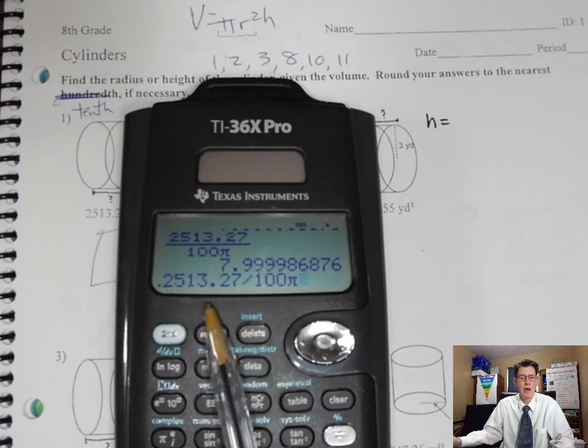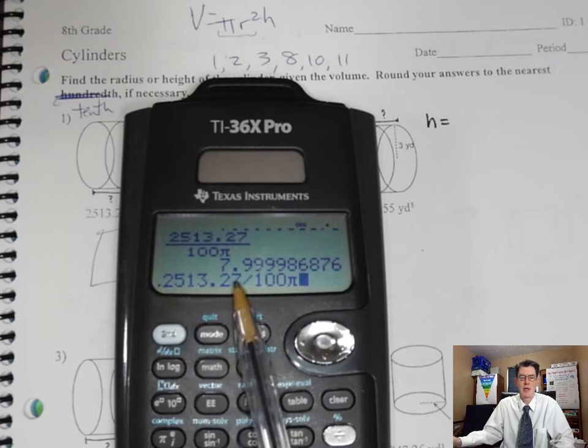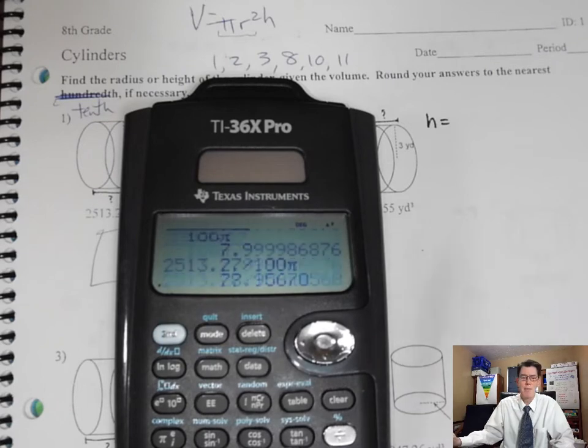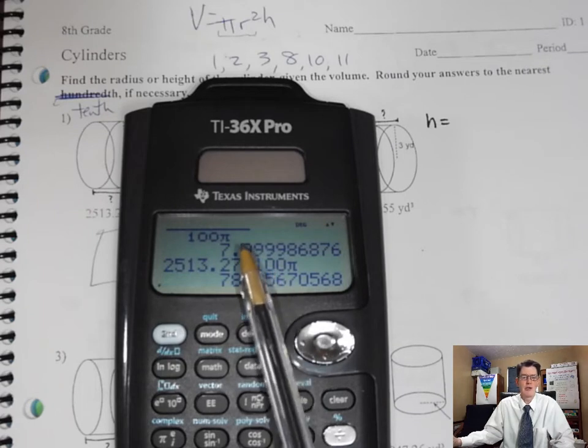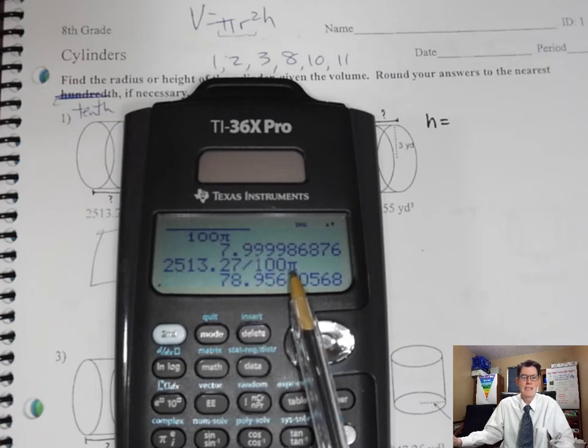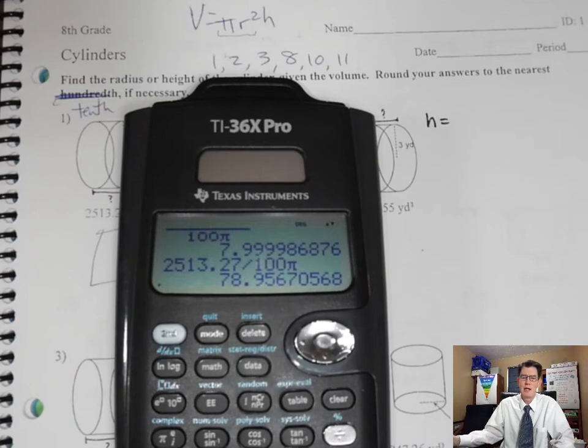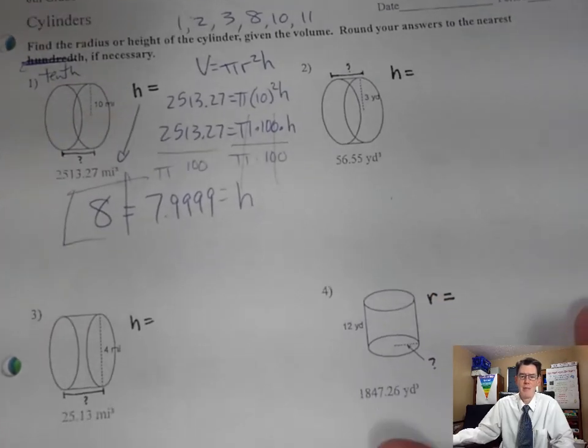Don't write it that way because the calculator is going to take this number, divide it by 100, and then take all of that and times that by pi, and you're going to get a completely different answer. So with the parentheses, you need to make sure the calculator understands that pi is in the denominator on each of these problems. And if you do that, you'll get them all right.